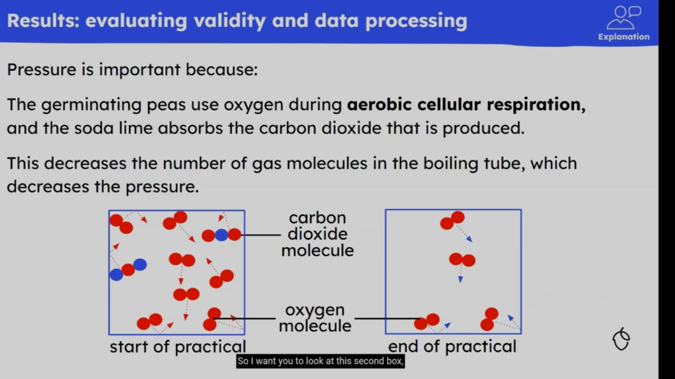So I want you to look at this second box, the end of the practical, and can you explain to me the difference between what the boiling tube looks like at the start of the practical in terms of gas molecules and why it has changed at the end of the practical. I'll be quiet for 5 seconds, but if you need more time to think about it or to discuss with the people that are with you, click pause, click play when you're ready to see the answer.